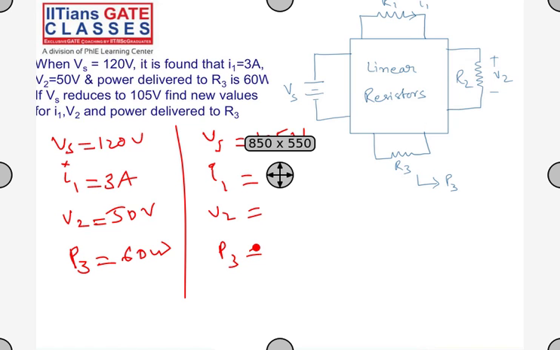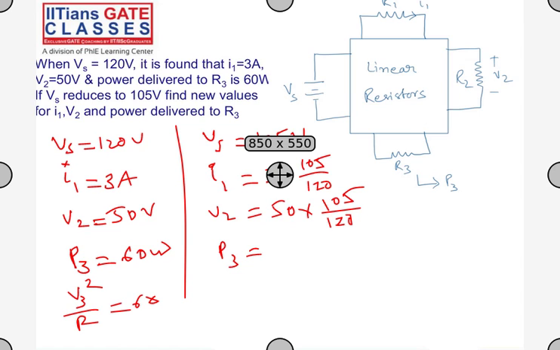If it is 105 from 120, what will I1 be? I1 is equal to 3 into 105 by 120. Again same, V2 is equal to 50 into 105 by 120. So what about P3? As I already told you, power is not a linear quantity. You can't directly do it in terms of power. Power I can convert in terms of voltages or resistances. So power is V3 square by R, which is 60, so V3 square is 60 R3, or V3 can be written as under root 60 R3.